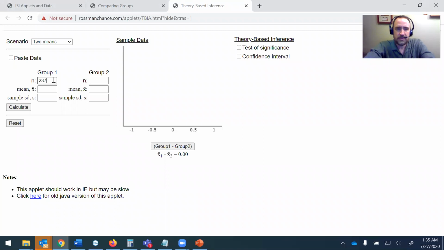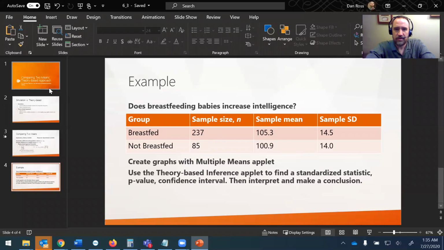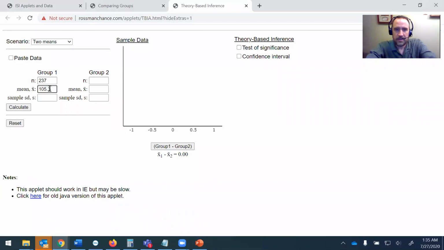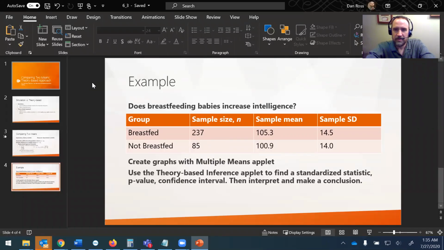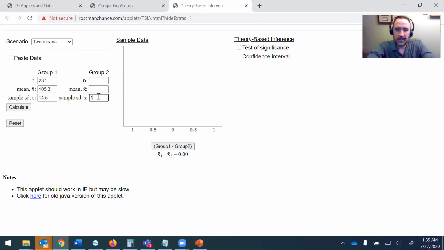237, and 105.3, and 14.5 was it? Let me just copy my data in there. There we go. 14.0, 100.9.